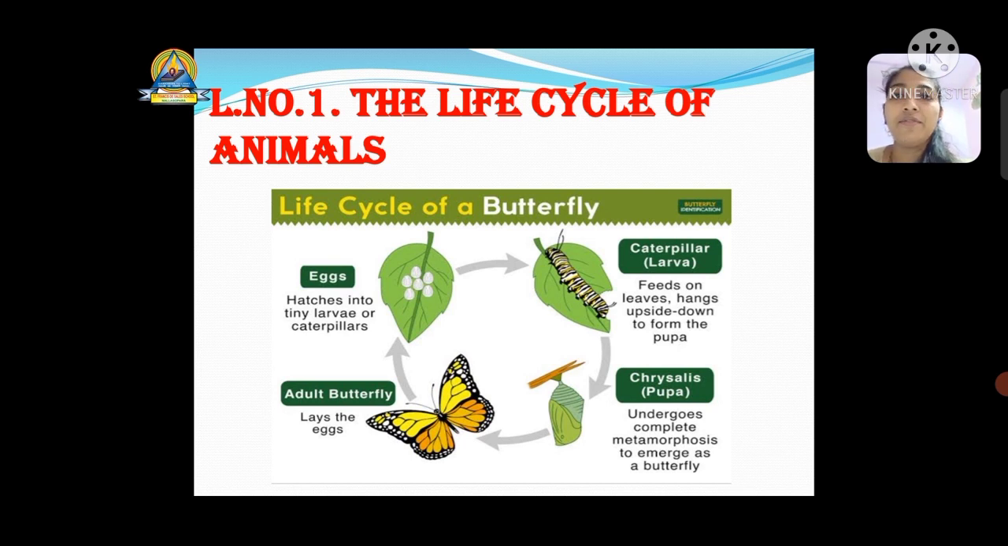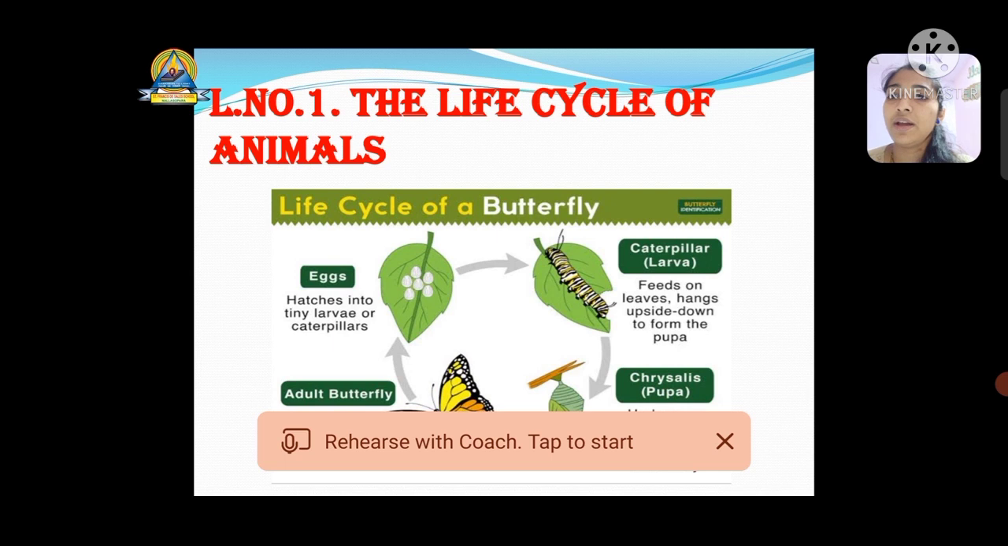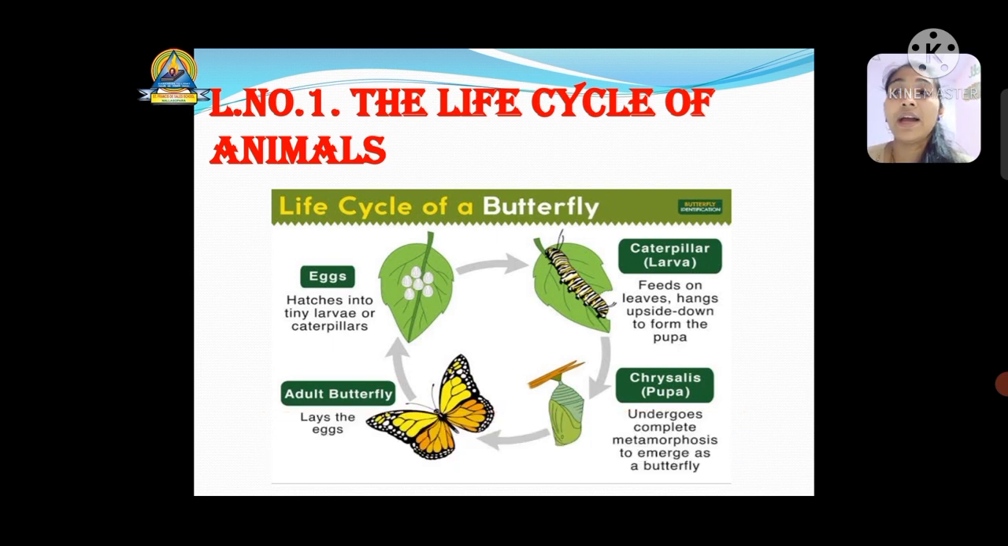Now, today we are going to start a new lesson, that is lesson number 1, the life cycle of animals. This lesson is for the activity, so we are not going to write any notes of this lesson. So, lesson number 1, the life cycle of animals. In this lesson, we are going to study more information about the life cycle of a butterfly, their stages, everything in detail.